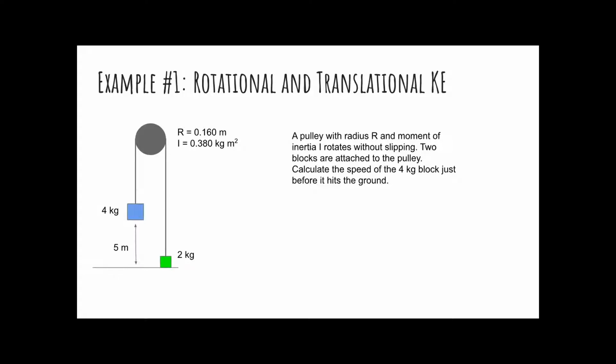The 4 kilogram block starts 5 meters from the ground, and the 2 kilogram block starts on the ground. So we want to know what the speed of the 4 kilogram block is going to be just before it hits the ground. Just based on the information we've been given, we know that we're looking at a type of energy problem because we're looking at height and we're talking about speed. So those are good variables to indicate that we're talking about energy.